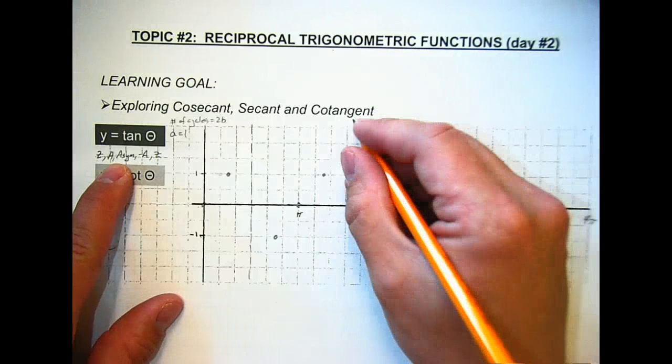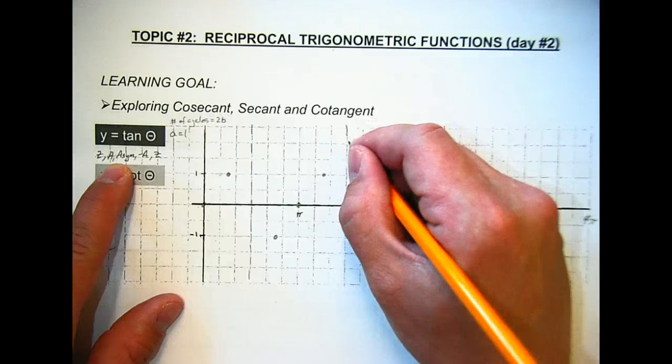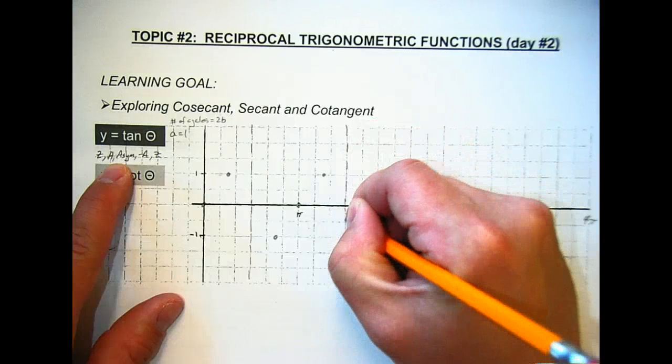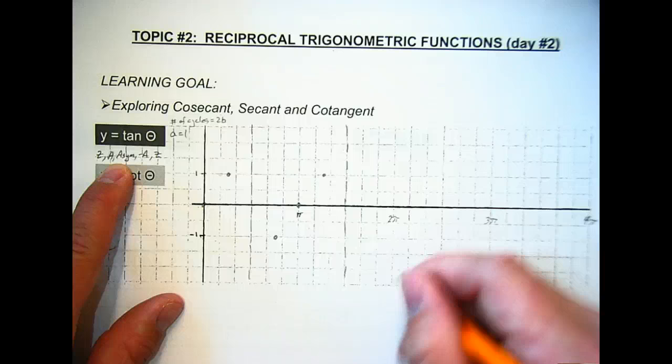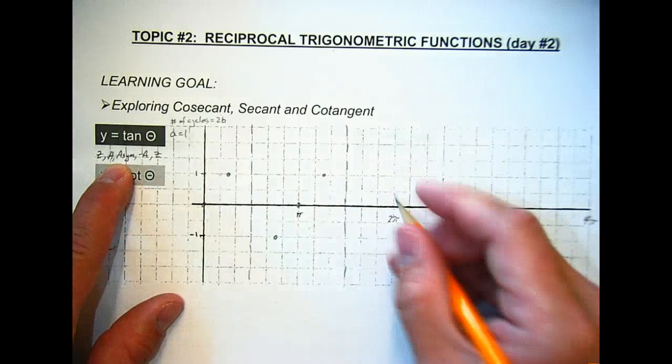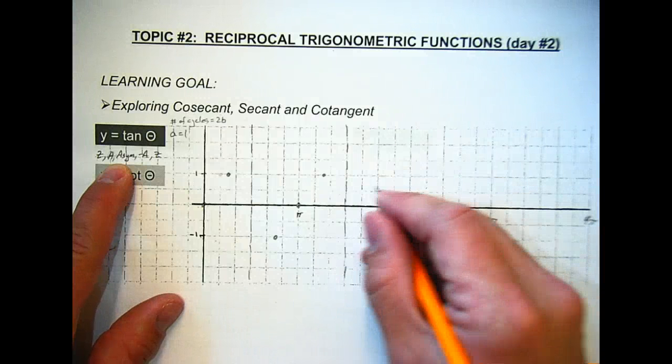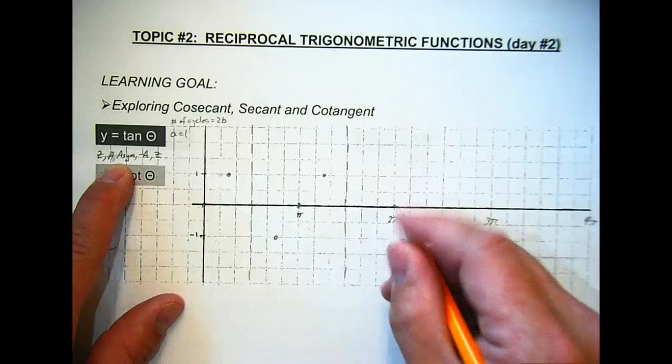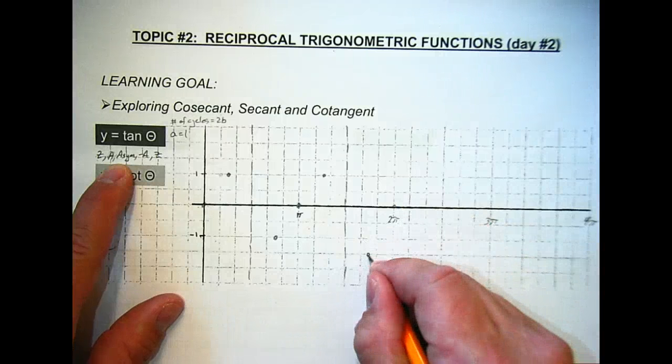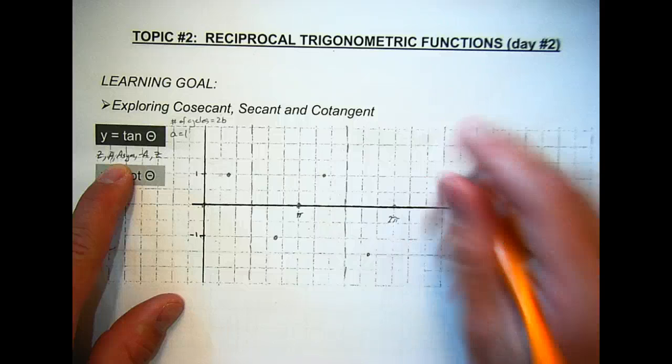Some students like to just get in all the zeros and asymptotes and then put the negative A and positive A, and that works out really well for you as well. Oops, I'm too far down on that one.